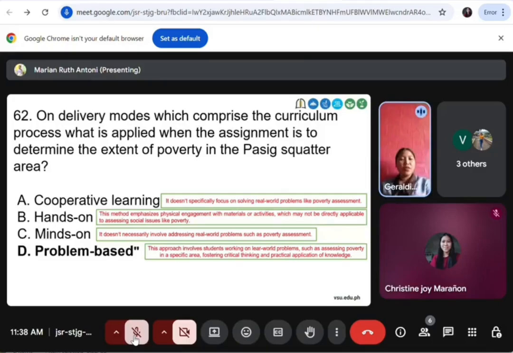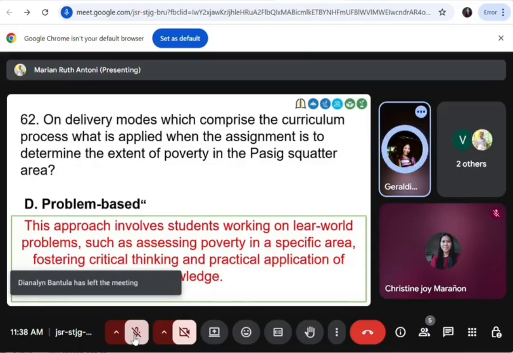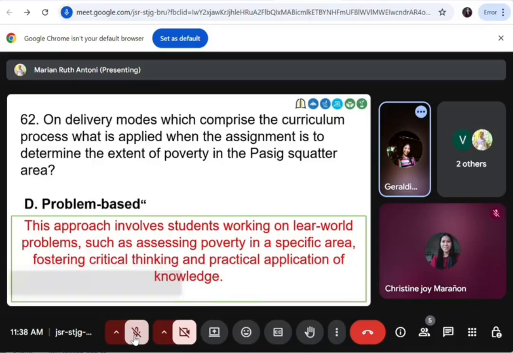So letter D is the correct answer, which is problem-based. It's because this approach involves students working on real-world problems such as assessing poverty in a specific area, fostering critical thinking and practical application of knowledge. Next, item 63.